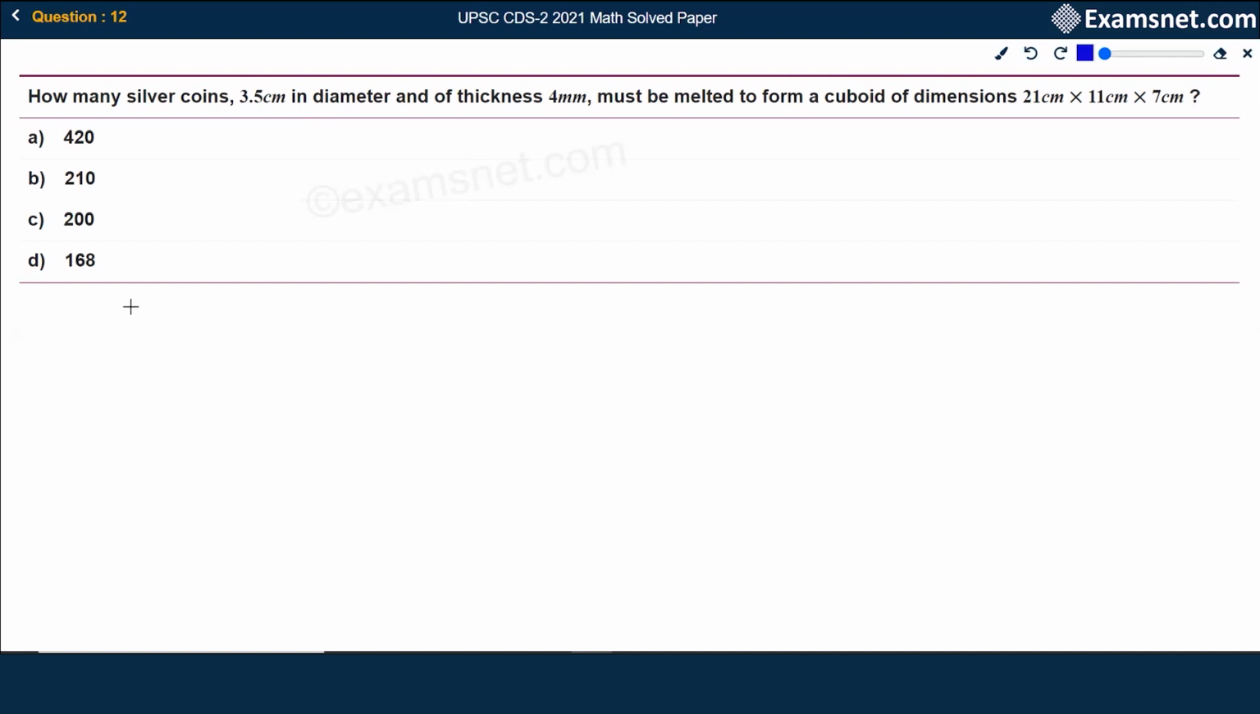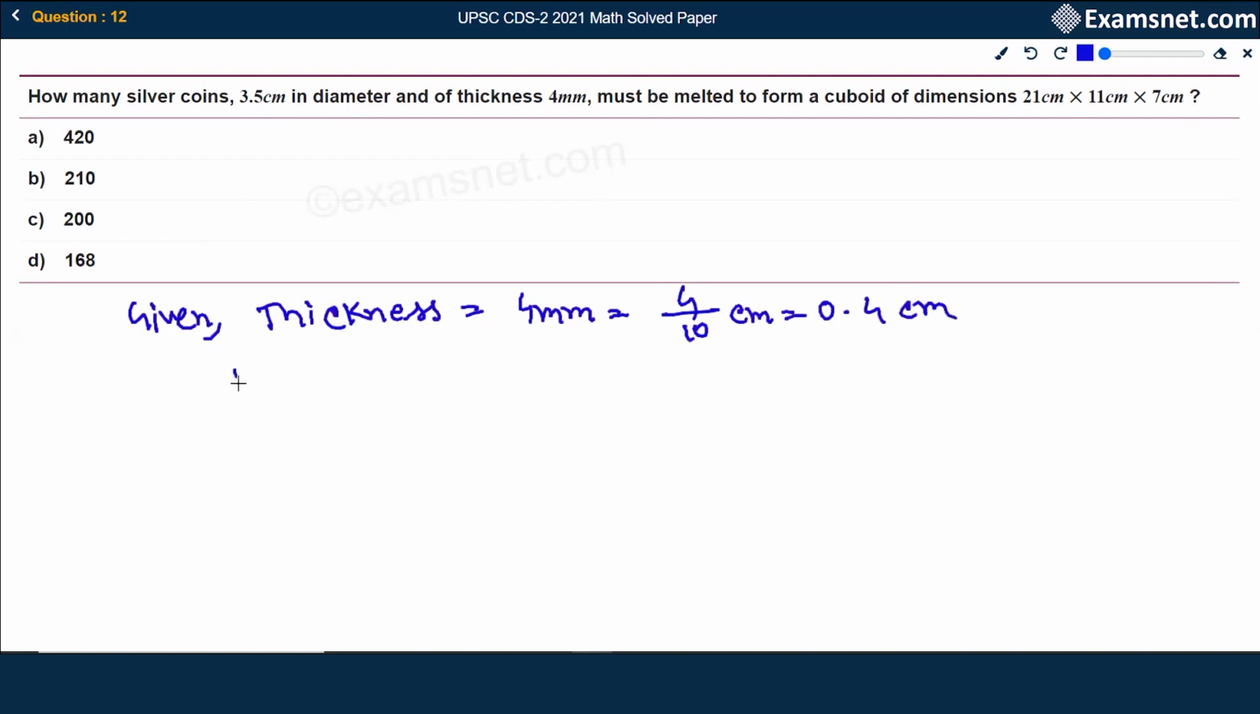So here given diameter of silver coins, that is of cylindrical shape, thickness 4 millimeter, we can convert it into centimeter. To do so, we have to divide with 10. It will become 0.4 centimeter. Diameter is given as 3.5 centimeter. Okay, these are the dimensions for silver coins.